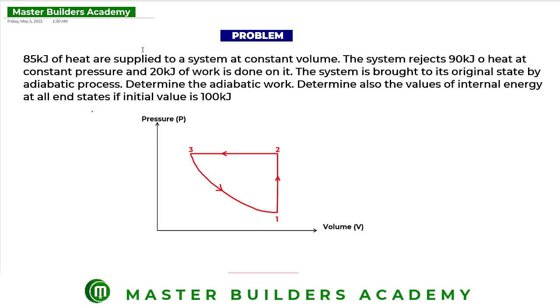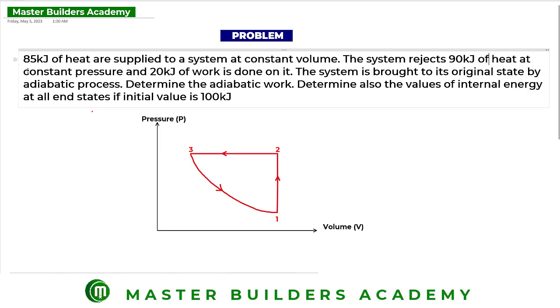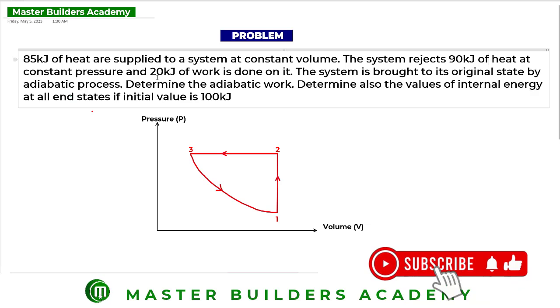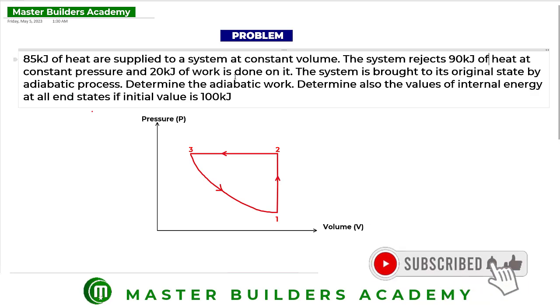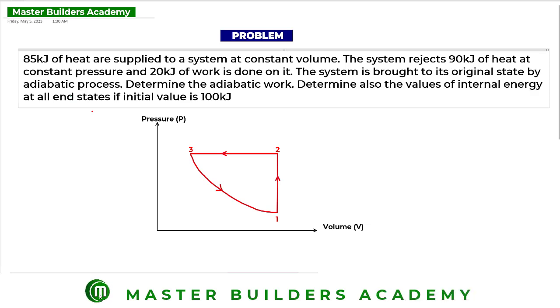990 kilojoules of heat at a constant pressure, and this much work is done on it. Now don't forget that at constant pressure, like we have now, there exists work done, there exists heat. Then we have a work done on that process. As you can see, the system is brought to its original state by an adiabatic process.